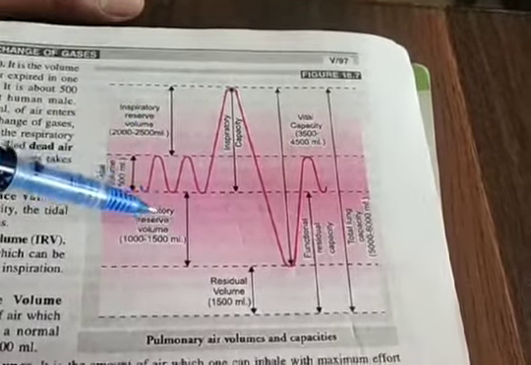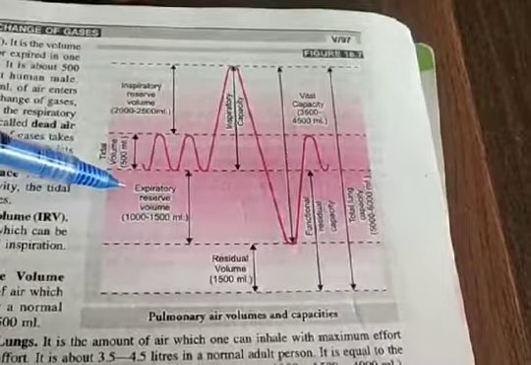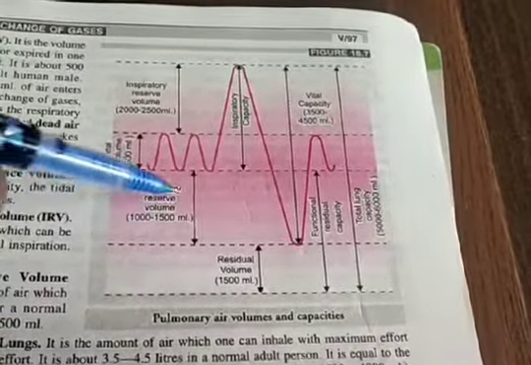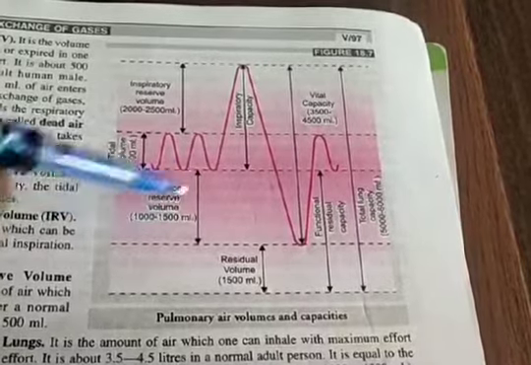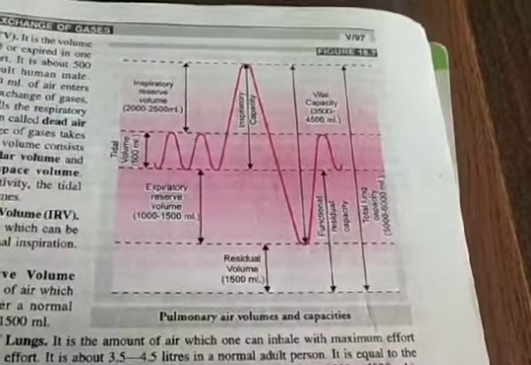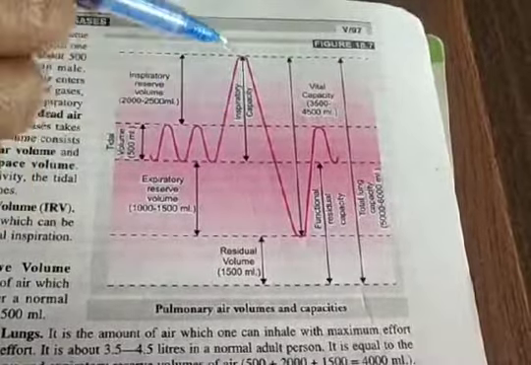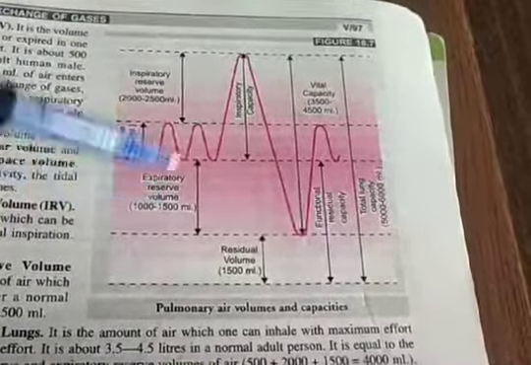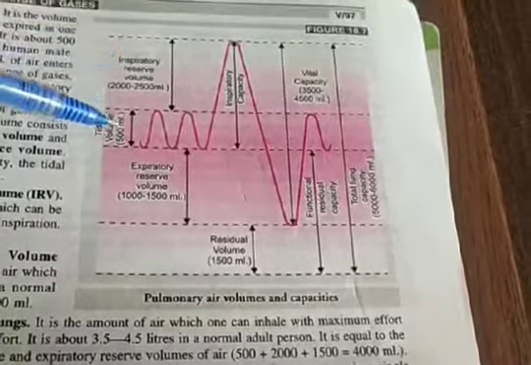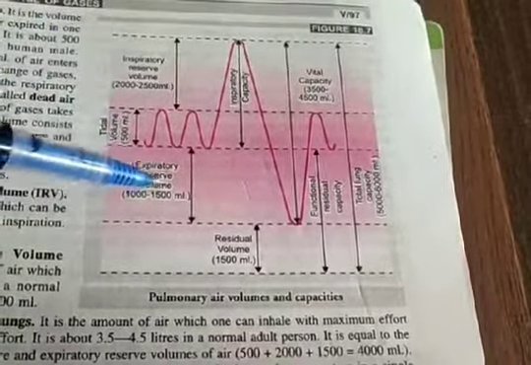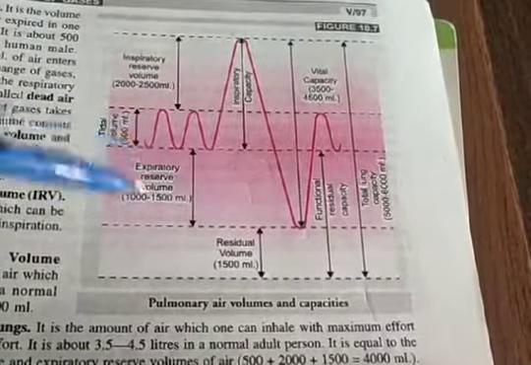Now this amount of air can be thrown out forcibly even after normal expiration, and hence it is called expiratory reserve volume, that is ERV. Its value is 1000 to 1500 ml. Now you must be surprised that the air taken in was approximately this much and the air thrown out is only this one. Means we have taken approximately 2500 to 3000 ml of air, and we have expired only this much and this much. What about the remaining volume?